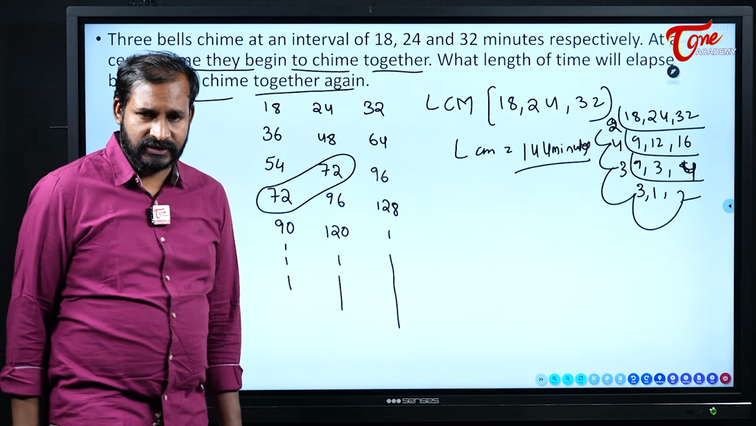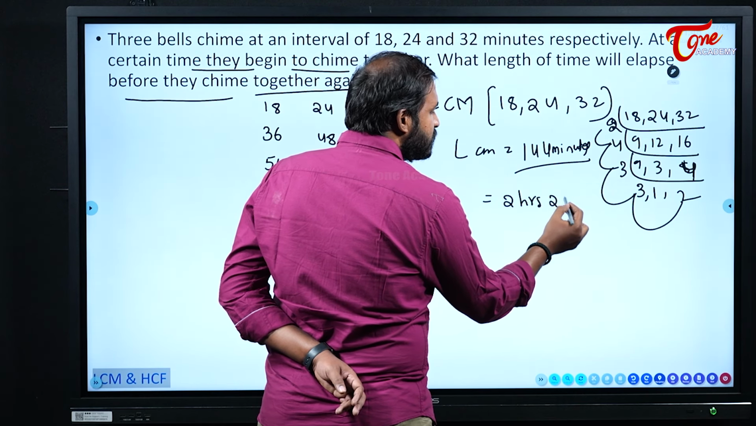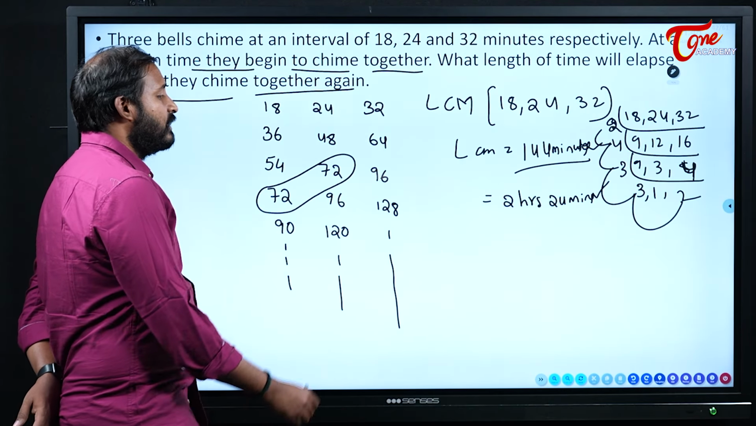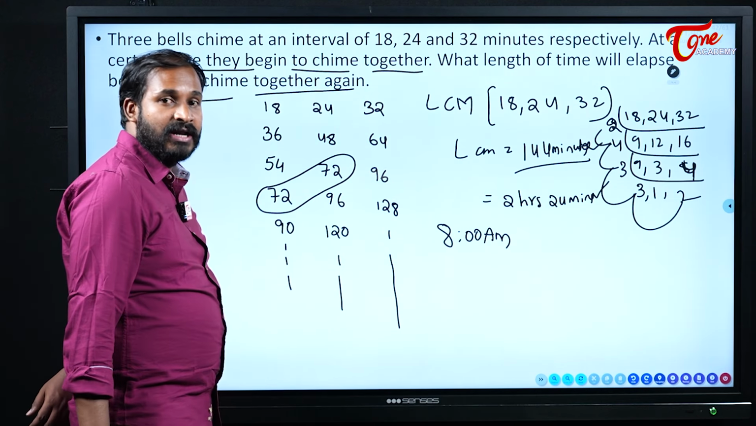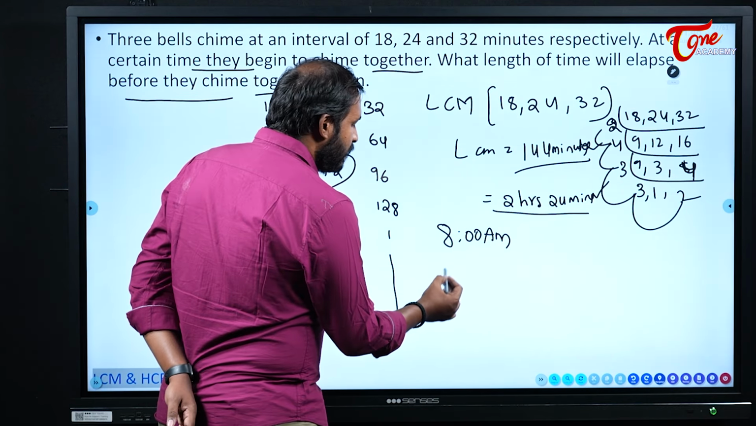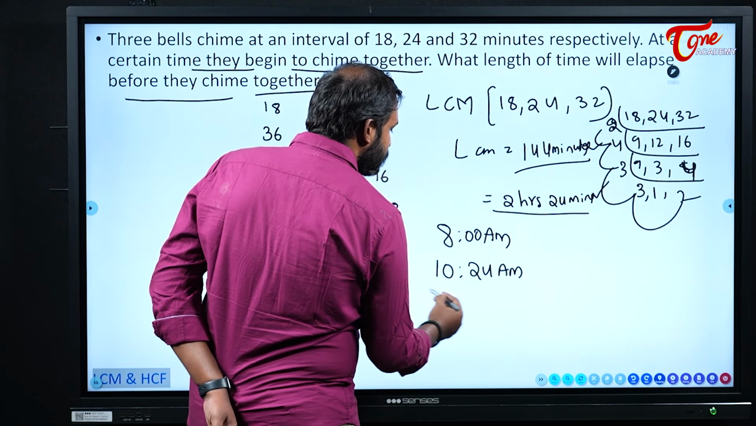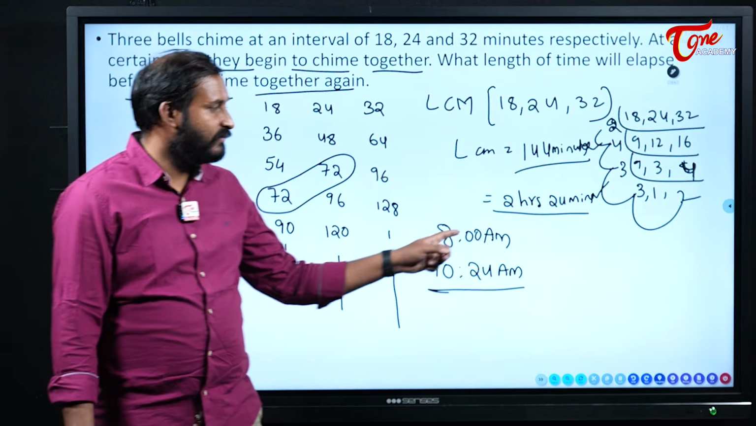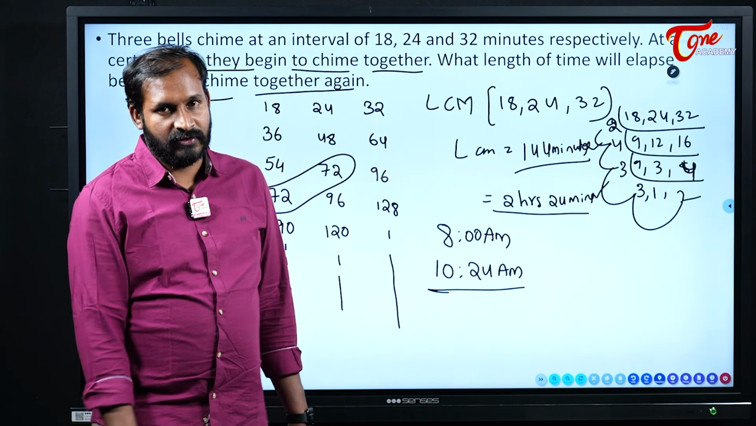Usually there will be different types of questions. This 144 minutes, they may also mention as 2 hours 24 minutes in the options. Either one of these two is correct. Sometimes they will say that they all rang together at 8 o'clock, that means at 8 a.m. When they all will chime together, they will ask us that time. In that case, what will you do? 8 a.m. plus 2 hours 24 minutes. That means they all will chime together at 10 o'clock, 24 minutes. Why? Because they all will chime together after 2 hours 24 minutes. So 8 o'clock plus 2 hours 24 minutes, it becomes 10:24 for us.